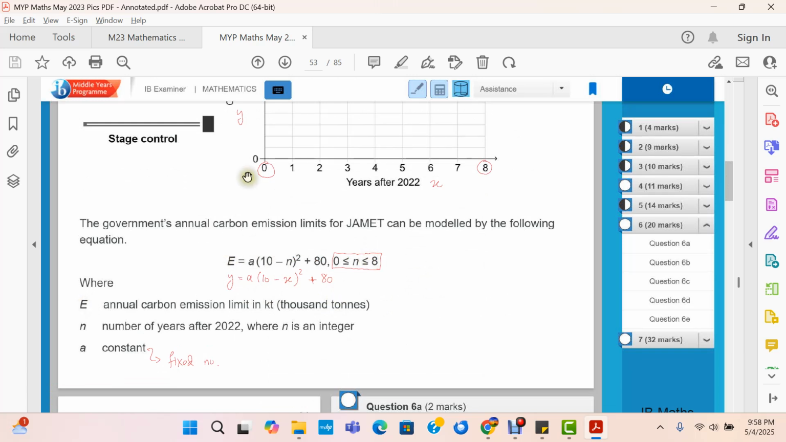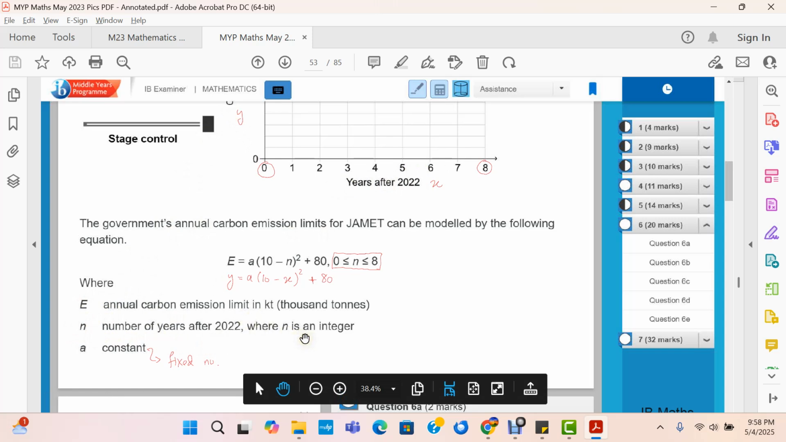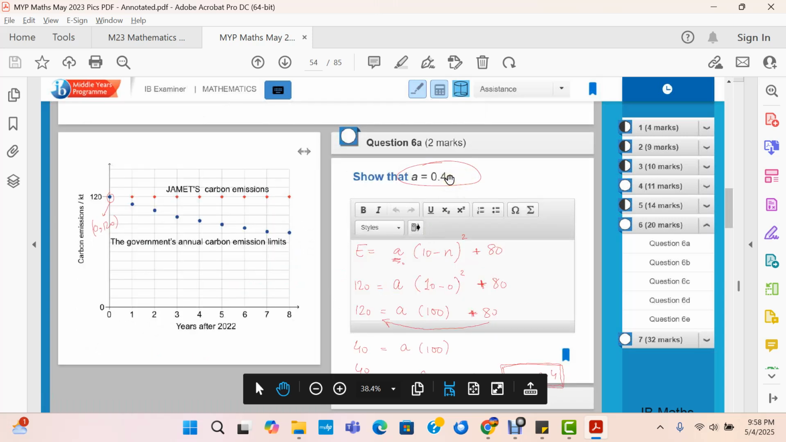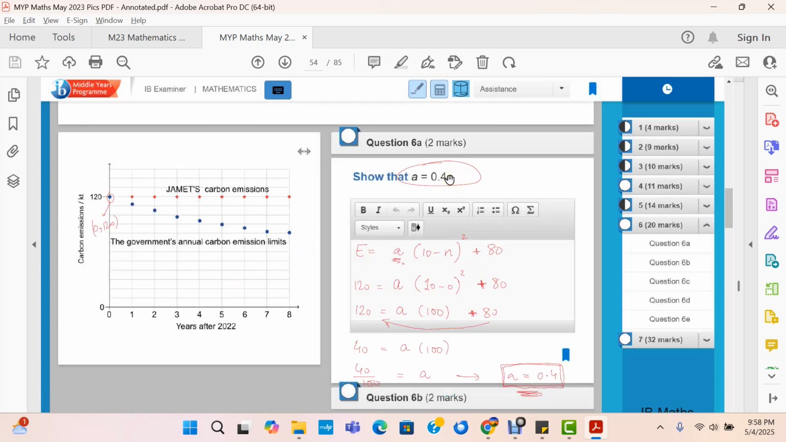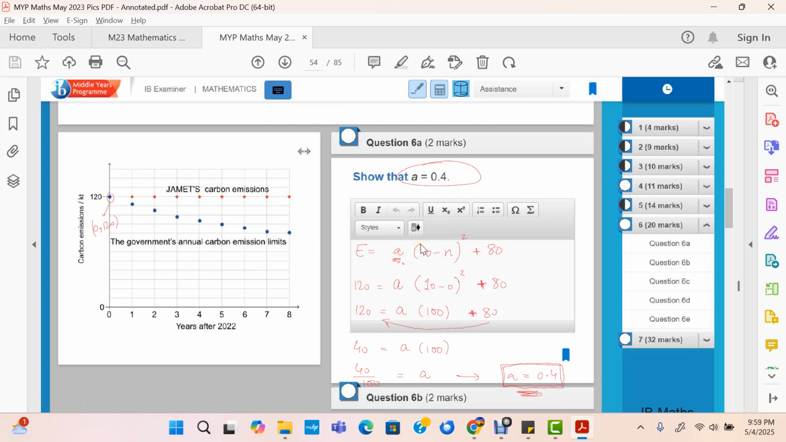Okay, so it's some form close to the vertex form. E is the y variable, and x is basically the number of years after 2022. It's represented by small n, and a is a constant. Okay, so first of all, show that a is 0.4. It is another repeated question. If I want to find the value of a, there are two other symbols also, E and n. So I need to insert a value that lies on my curve to find a.